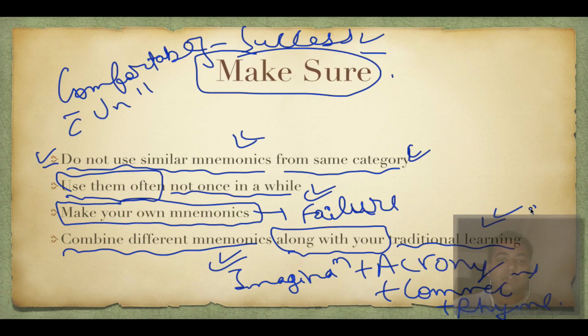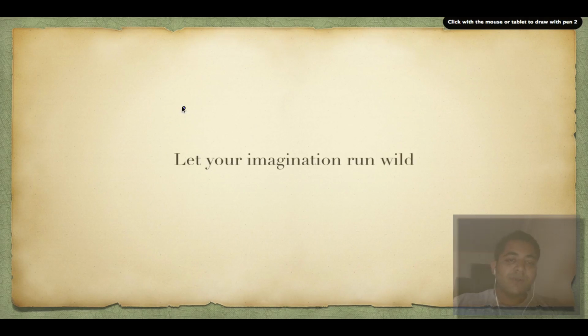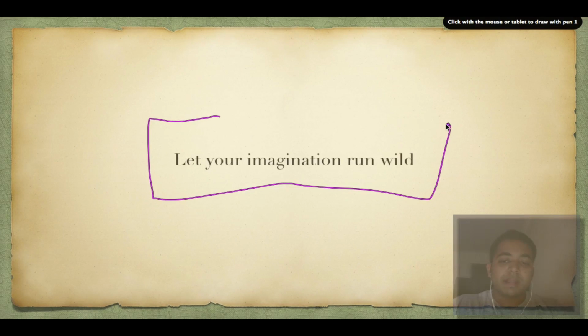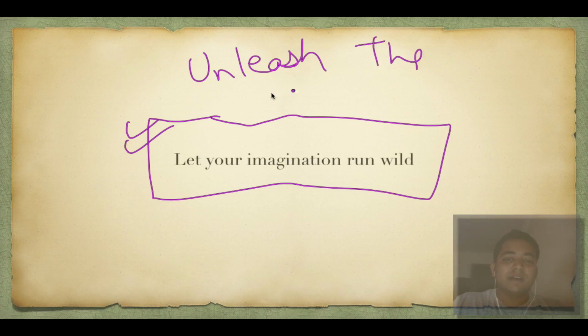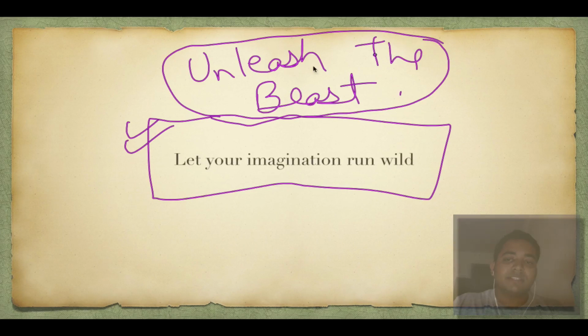So that was it about mnemonics. The only message I want to give is, let your imagination run wild. Please do not be afraid to think. You all are geniuses. You all have hidden potential inside you, and I just want to say, unleash the beast inside you. It is sleeping and you have not given it enough opportunity, but today is the time to go and let your imagination run wild.